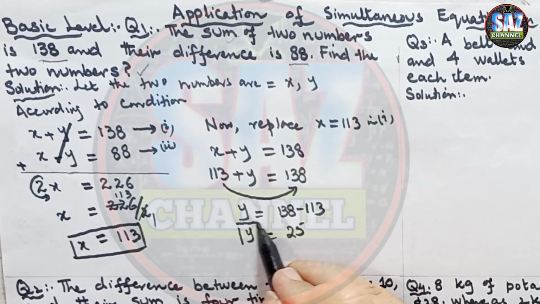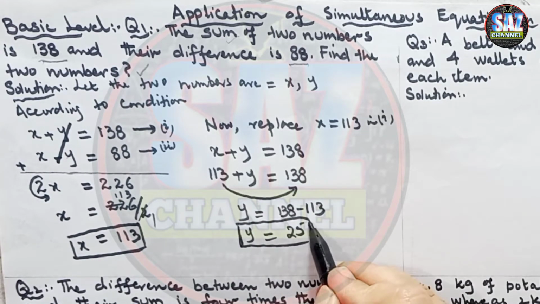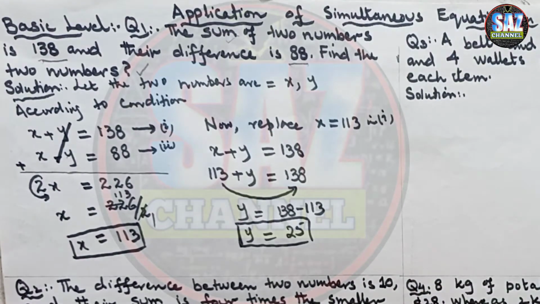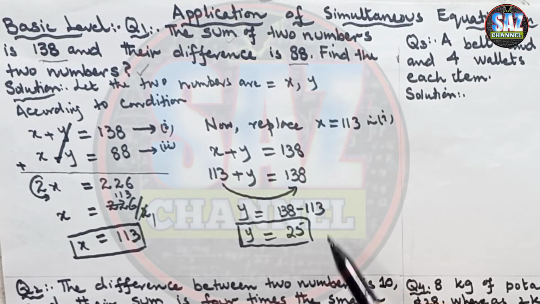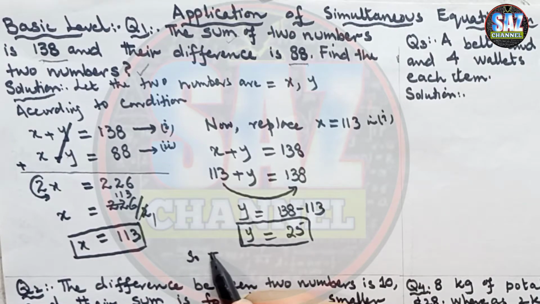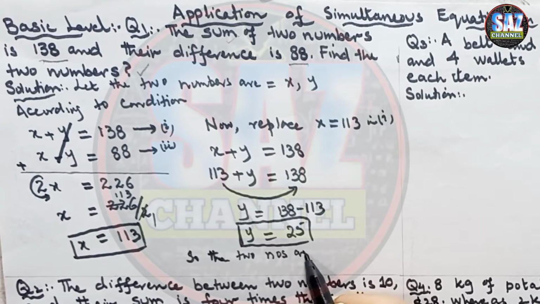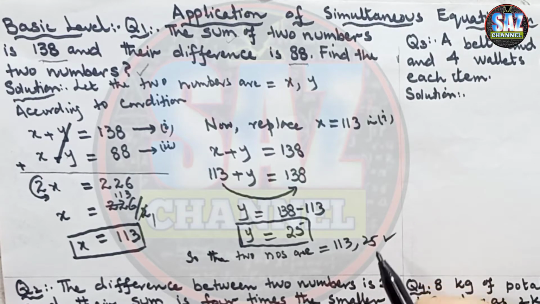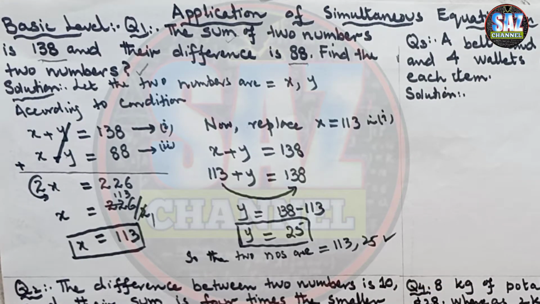In order to check whether the answers are correct or not, if I'm adding up 113 and 25, my answer comes 138. That is the sum of two numbers, and when I'm taking away 113 minus 25, the answer is 88. So it means my numbers are correct. So the two numbers are 113 and 25. I hope you are clear about this question. Let's move to the next question.